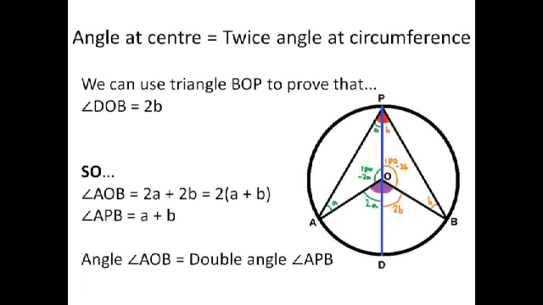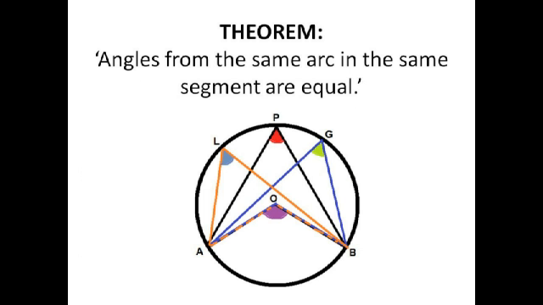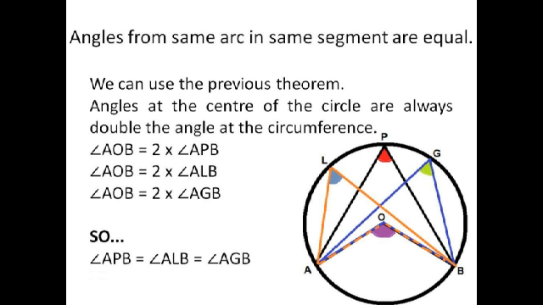Sorry if I haven't explained it well enough. So we're moving on to another theorem, which is basically an application of the previous theorem, proving that angles from the same arc in the same segment are equal. If you look at the diagram, you can see that we've got a few other angles that are in the same arc and the same segment, and that they're equal.